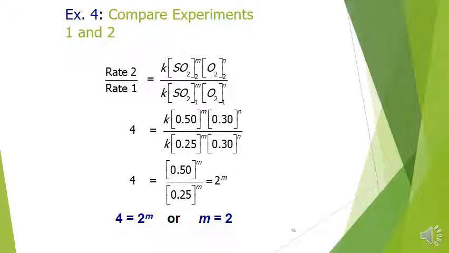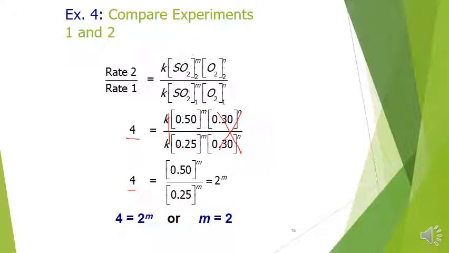Okay, so according to the previous one, here's one way you can set up the concentrations. Then here's the oxygen, and the k's cancel out. And so you actually just have 4 equal to 2 to the m.